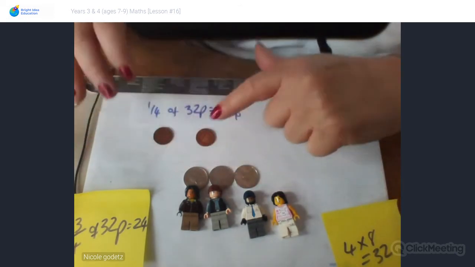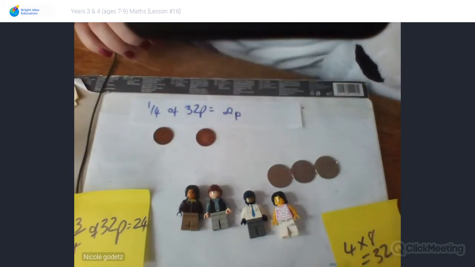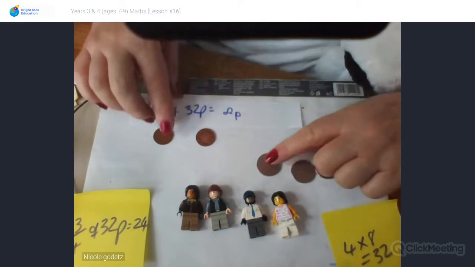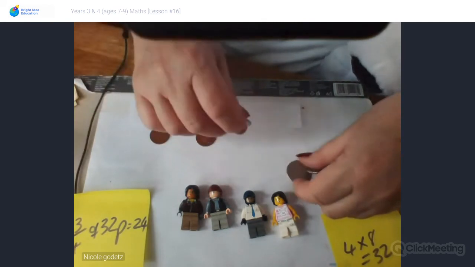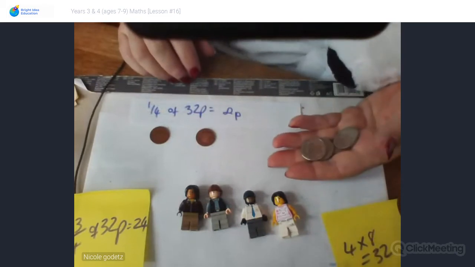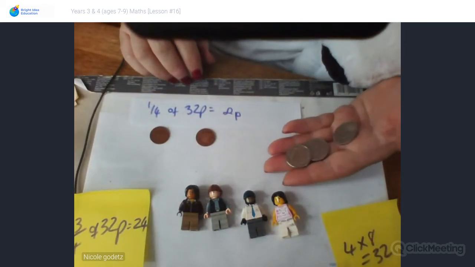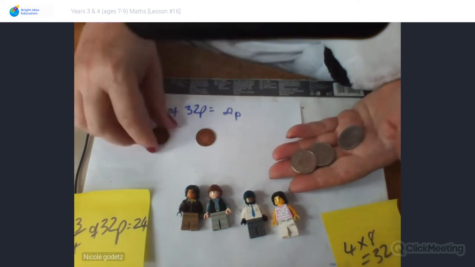Okay, well, I can keep the pennies and I need to exchange. So 5p's, 2p's, and 1p's. That would be 8. So can I have 4 5p's, 4 2p's, and 4 1p's, please?